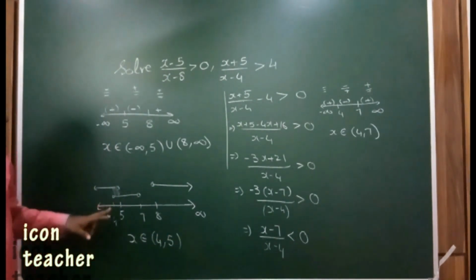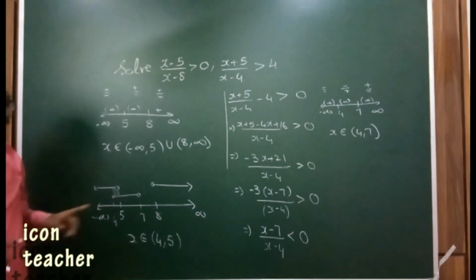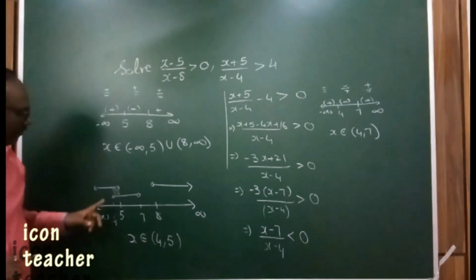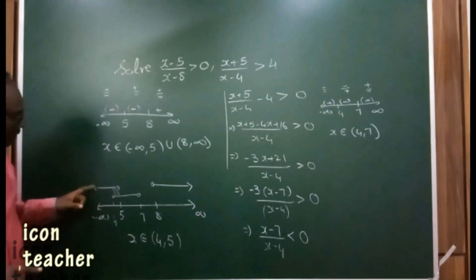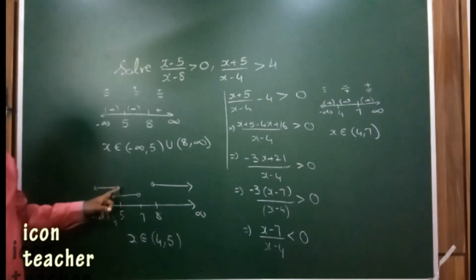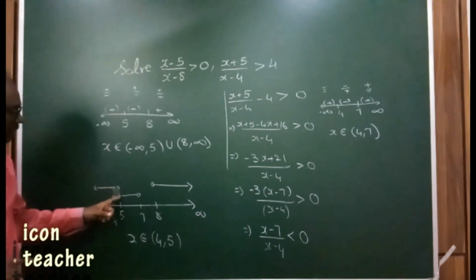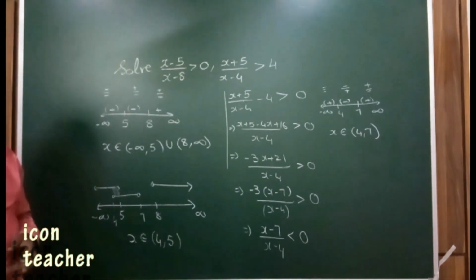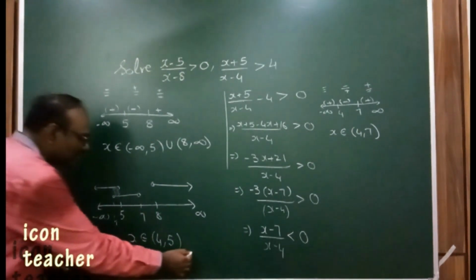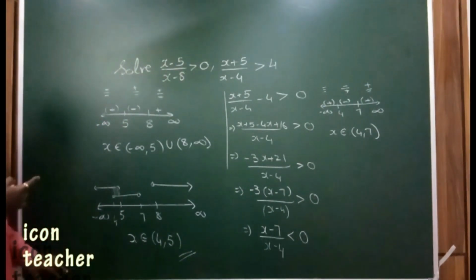Now we have to check whether 4 and 5 are included or not. 4 and 5 are included only if they are a common solution to both of them. But we observe that 4 is not a common solution to both of them, and 5 is not a common solution to both of them either. So the solution is only x belongs to the open interval 4 to 5. So this is the final solution. Please make a note of this.